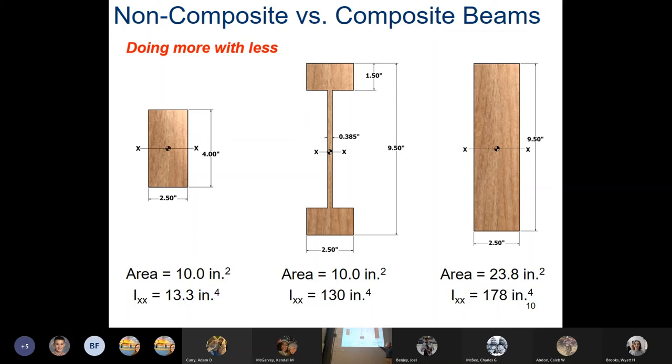50% more strength, but I doubled the area. So going big isn't always the answer. Just put a bigger beam in? That's not always the answer. Sometimes you gotta be smart. That's where we use our math, we use our engineering formula, and we find something that works better.